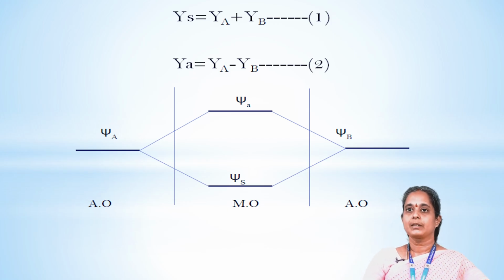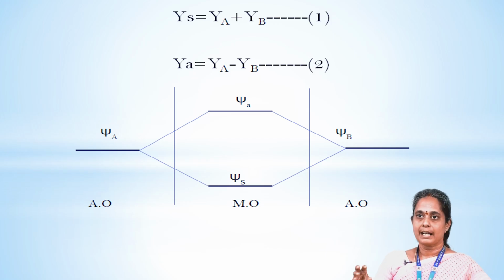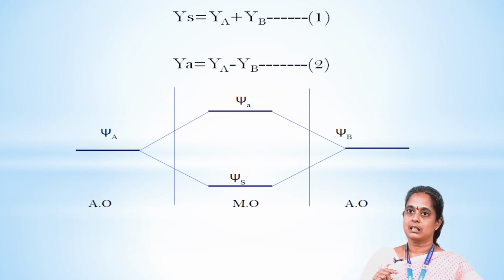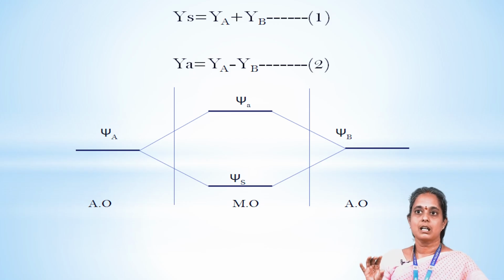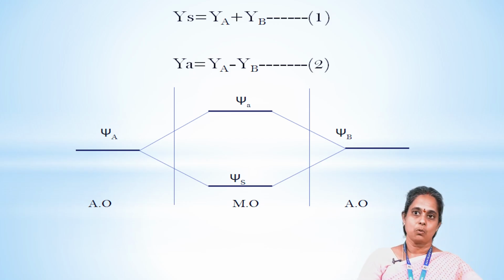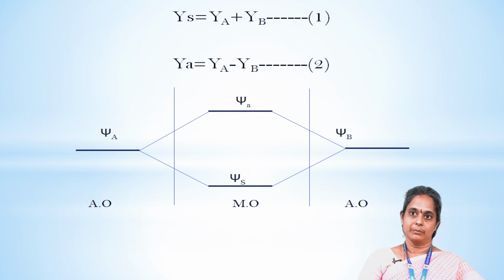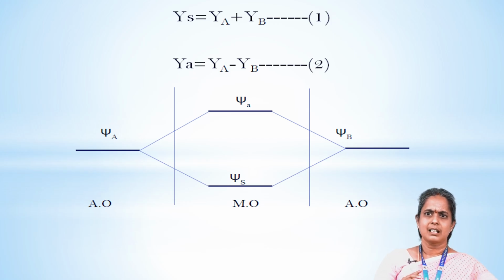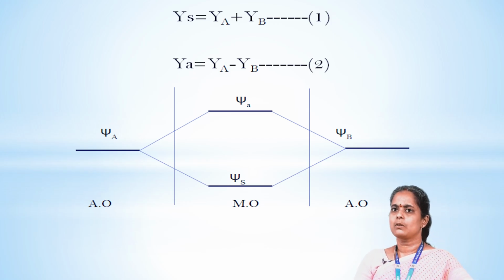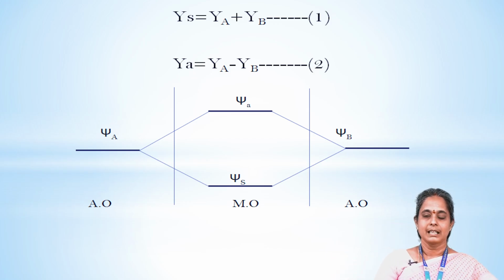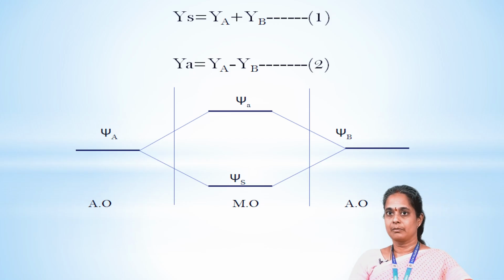The probability of finding an electron in the molecular orbital formed by linear combination of atomic orbitals according to equation 1 is greater than that in either Ψa or Ψb. In other words, the molecular orbital represented by Ψs has lower energy than Ψa or Ψb. This orbital therefore leads to the formation of a stable chemical bond. So, this orbital is called the bonding orbital.